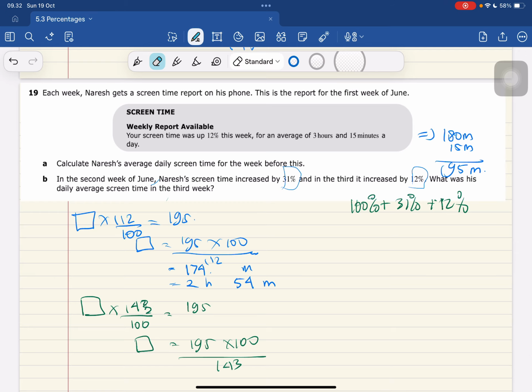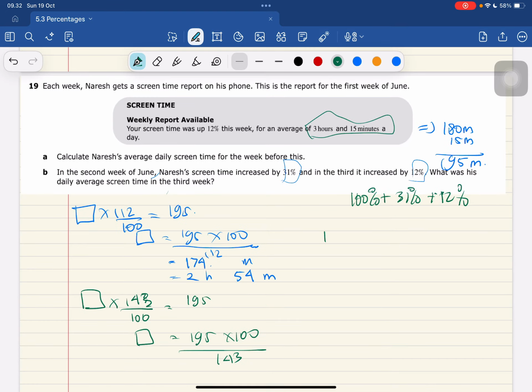Here we got 3 hours, and this is screen time this week. In the second week, it increased by 31%, and then the third, it increased by 12%. Where's the first week? Okay, the first week, we got it. In the second week, now the screen time increased by 31%.